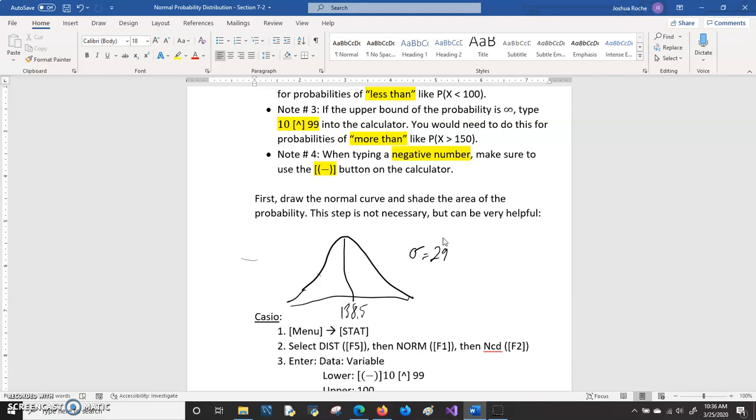The problem is asking what's the probability that a car would wait for less than 100 seconds. So if this is 138.5, the x-axis is increasing on this side and decreasing on this side. So 100 is going to be somewhere on this side, somewhere down here. I'll just guess and I'll put it about here. So here's 100. And we're trying to find the probability that a car would wait for less than 100 seconds. So that would be represented by the area of the curve that's below 100.